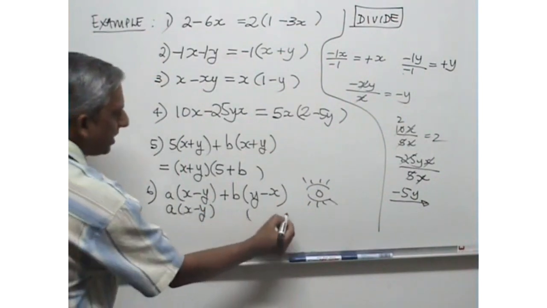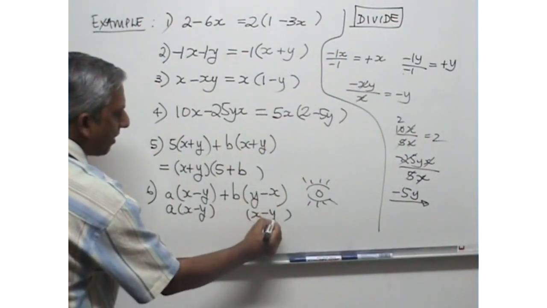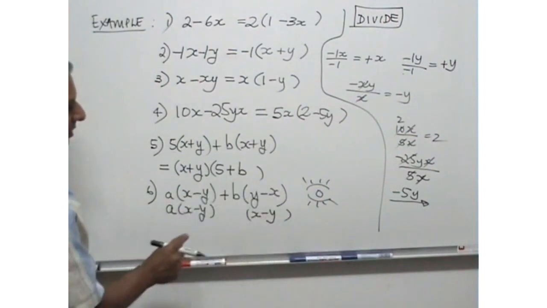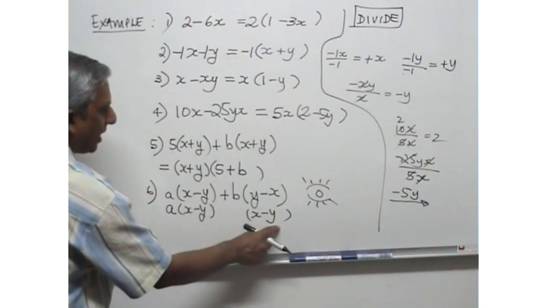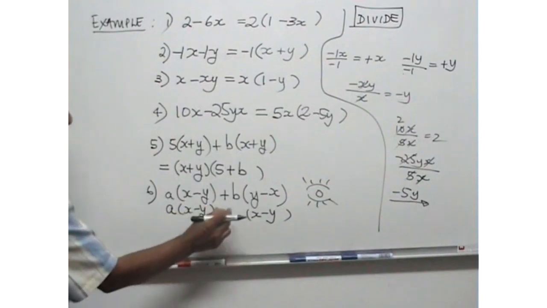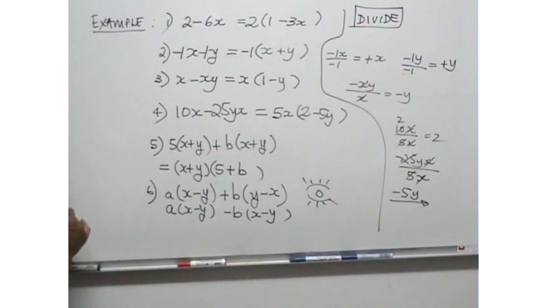Now what you do, take the second bracket. You got y minus x. You write x minus y. I'll repeat. Take the second bracket. You got y minus x. Write x minus y. So you made one change here. Then there's another change, second change. You add plus b, make it minus b.